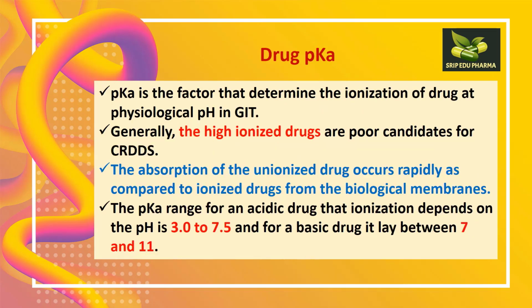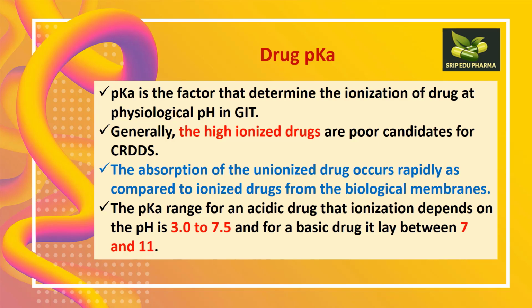Next is the drug pKa. pKa is a factor that determines the ionization of the drug at physiological pH in the GIT. Here we have to know that highly ionized drugs are poor candidates for controlled release drug delivery systems.